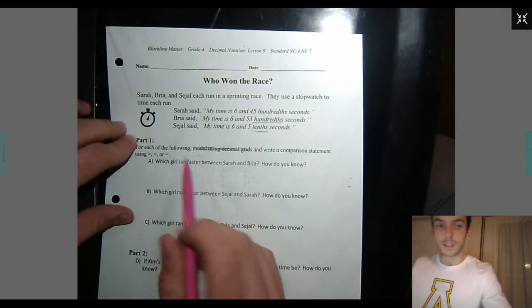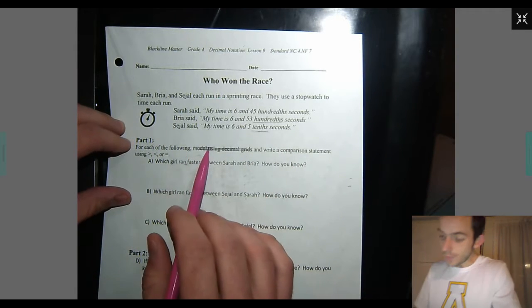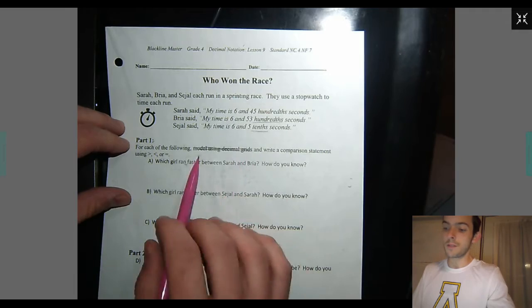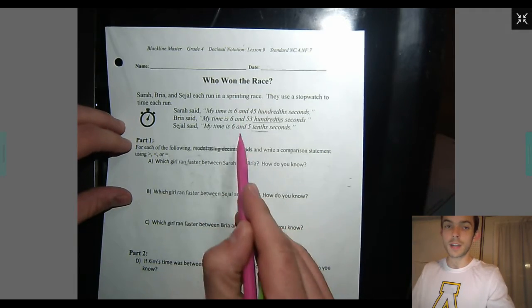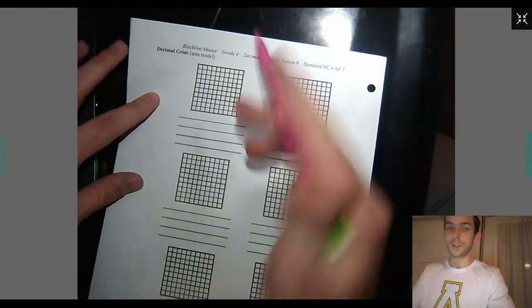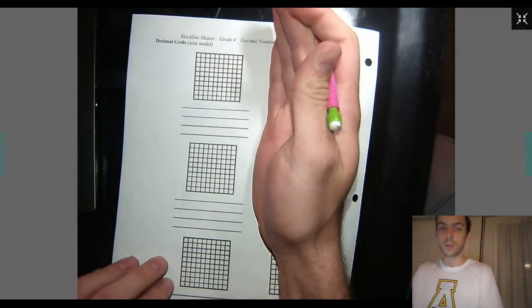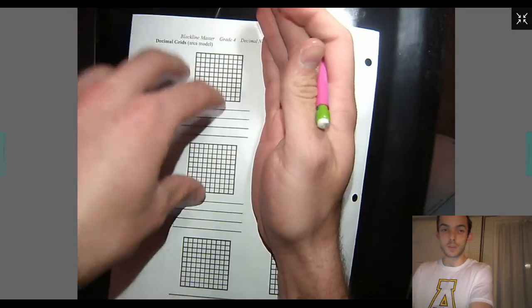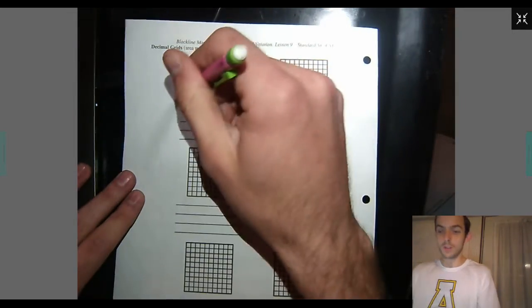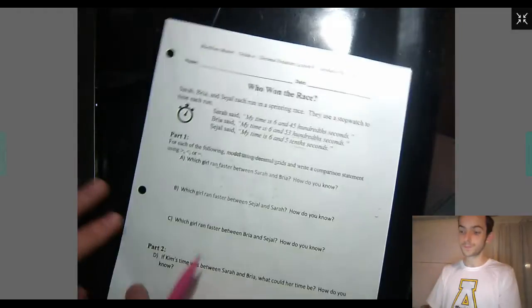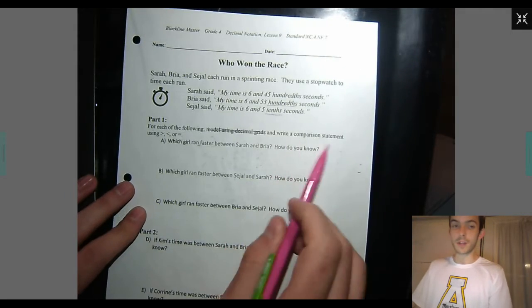So it says down here for each of the following, I crossed out using decimal grids because all of the times are over 6. So if, like the last page, all of these on the left represent the ones, we don't have 6 grids of each person to color in, so do not worry about this page right here. We're only going to be writing comparison statements.